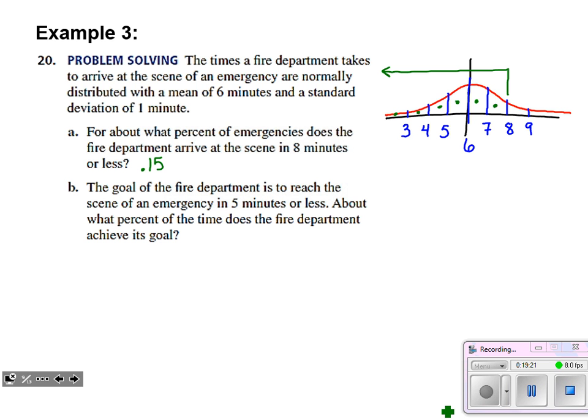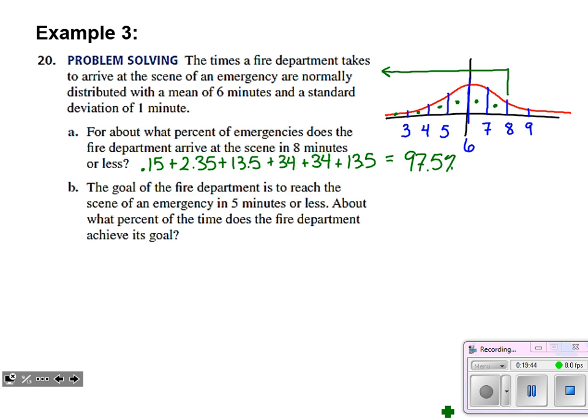Just reading it from left to right, 0.15, 2.35, 13.5, 34, 34, and we had another 13.5. When we total all that up, we get 97.5%.